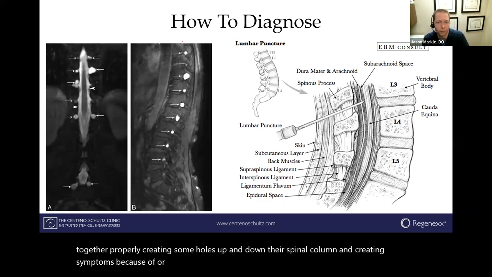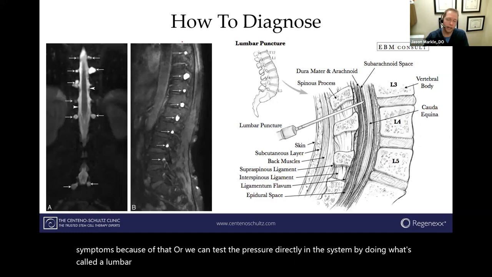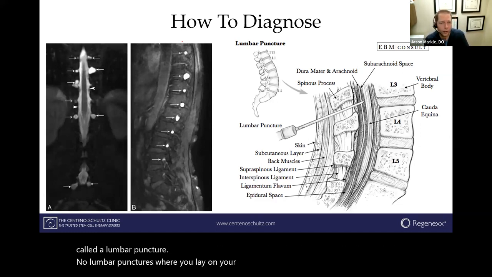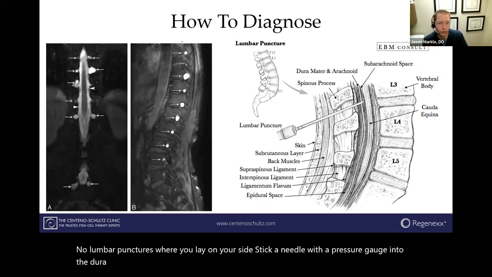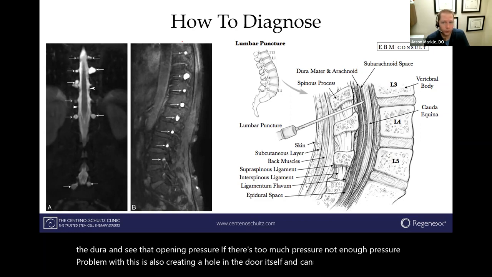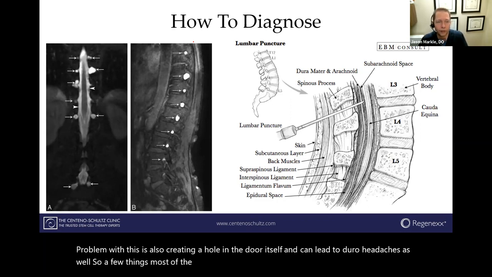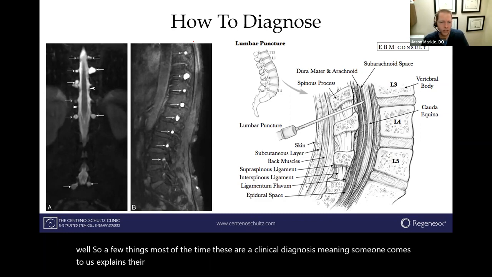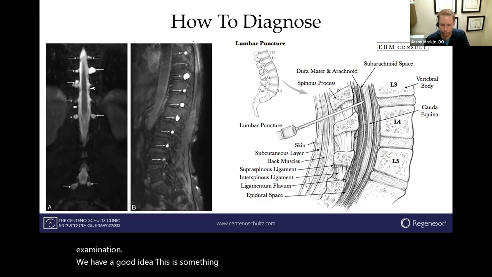Or we can test the pressure directly in the system by doing what's called a lumbar puncture. A lumbar puncture is where you lie on your side, and we stick a needle with a pressure gauge into the dura and see that opening pressure, whether there's too much pressure or not enough pressure. The problem with this is that it also creates a hole in the dura itself and can lead to dural headaches as well. So most of the time, these are a clinical diagnosis, meaning someone comes to us, explains their story, and we can examine them. Based off their history and examination, we have a good idea if this is something that's causing their issues.